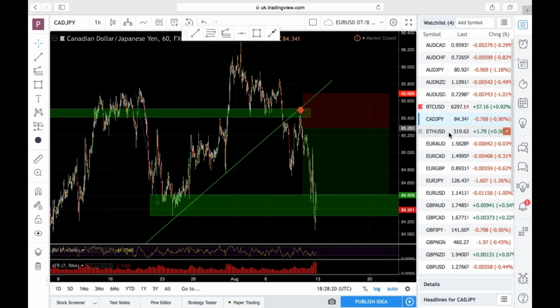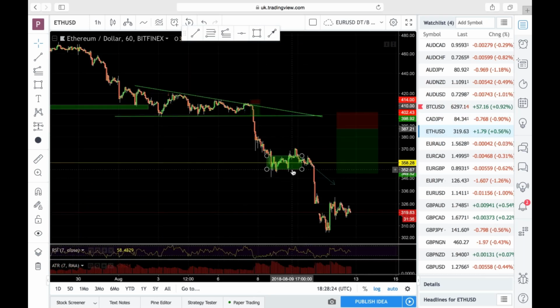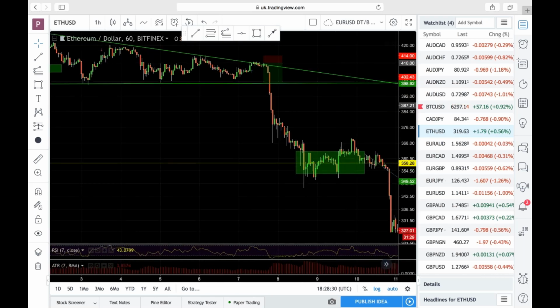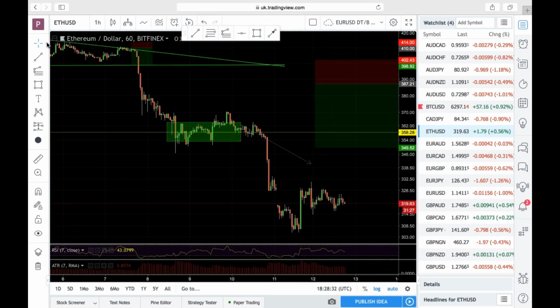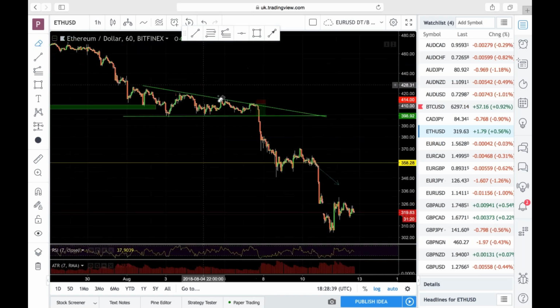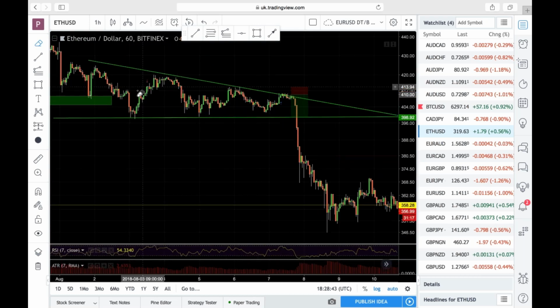And then we had a trade on Ethereum. Oh, it's this mess here. Let me just clean this up, it's a bit messy as well. I posted this on my Instagram as well. So again, just like the previous one, this is a classic descending triangle.